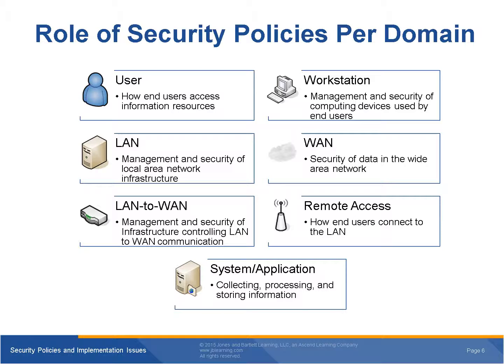And then the LAN, you manage and secure the local area network, and also the wide area network, secure the data in the wide area network. Then you have the LAN to WAN bridge: manage and secure infrastructure controlling the communication between the LAN and the WAN. In this case, it could be from the company's network. How do you control the information going out to the internet?